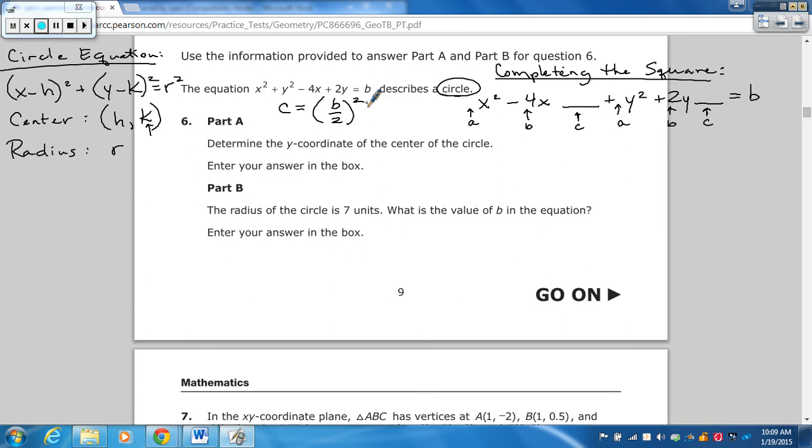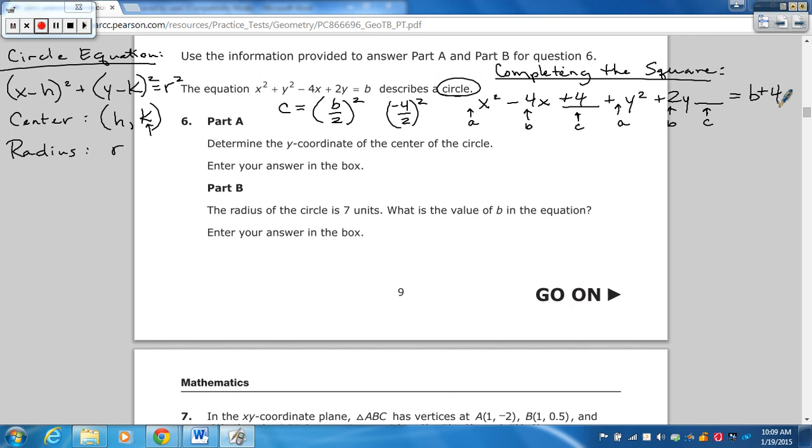And so if I do that with this first one here, negative 4 over 2, and I square that, negative 2 squared gives me a positive 4. All right, now if I add 4 to one side, I have to add 4 to the other side, so I'm just going to do that right there.